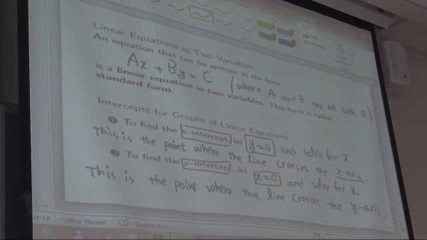And finding the x-intercept and y-intercept are very important. Also, if we know the x-intercept and y-intercept, we can graph the linear equation. We can draw the straight line.